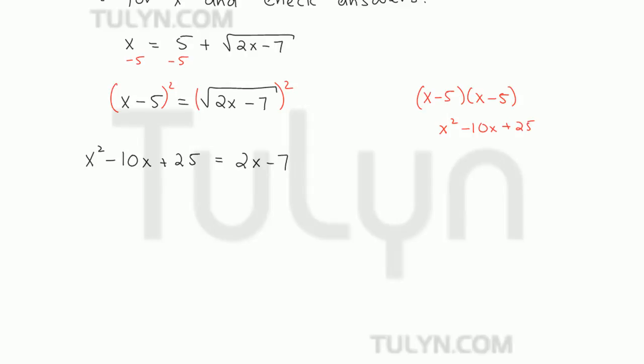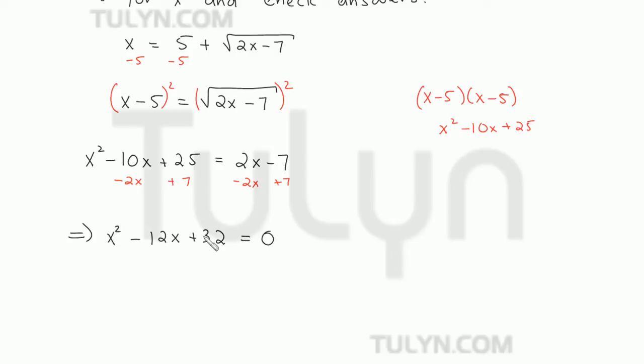So now we try to solve. Let's subtract 2x from each side and add 7 to each side so that we can move basically everything to the left side of the equation. So what do we have? We have x squared minus 12x plus 32 is equal to 0.